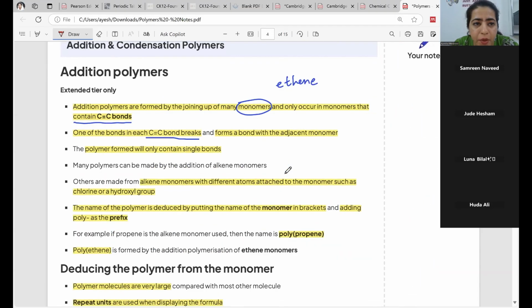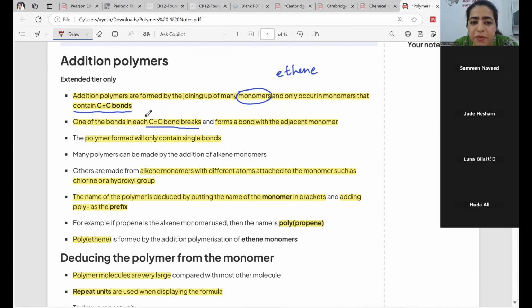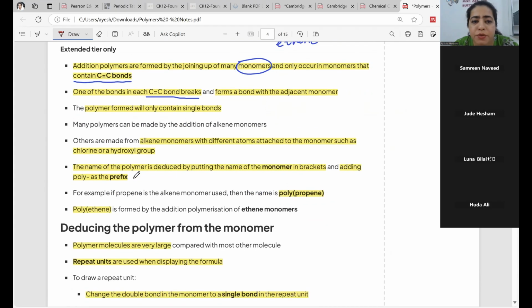Okay, so all the conditions that we just discussed are given over here. They should have a carbon-carbon double bond to start. They will break the double bond, then extend the single bonds on both sides, and attach together by covalent bonds. When writing the name, we add the prefix poly at the start, and the monomer name should be written in brackets. Let's say your monomer is propene, so you will write polypropene. If your monomer is ethene, you write poly(ethene). That's how you name your polymer.